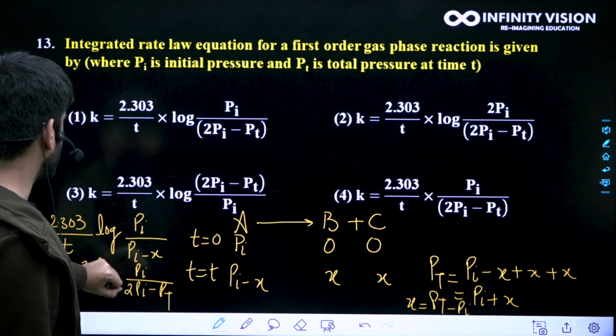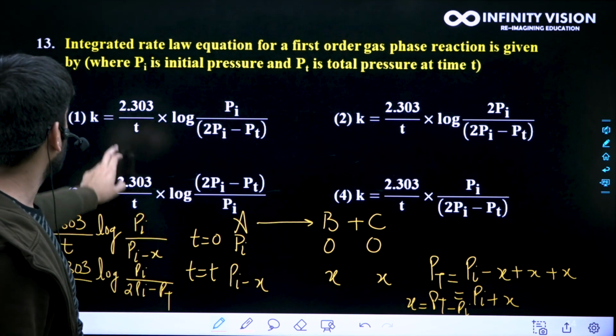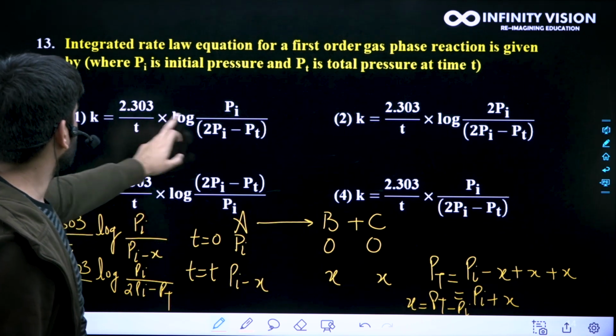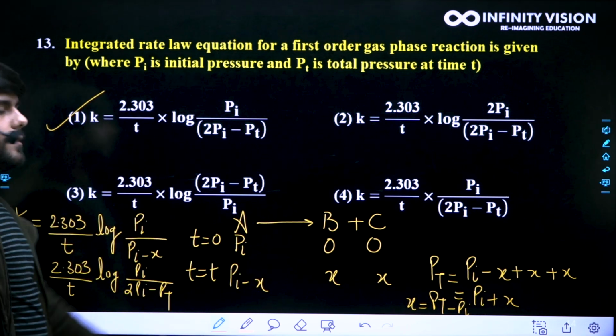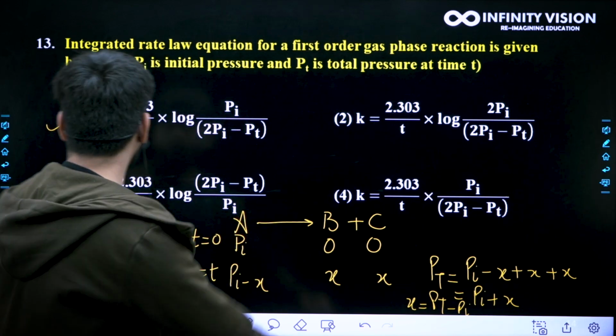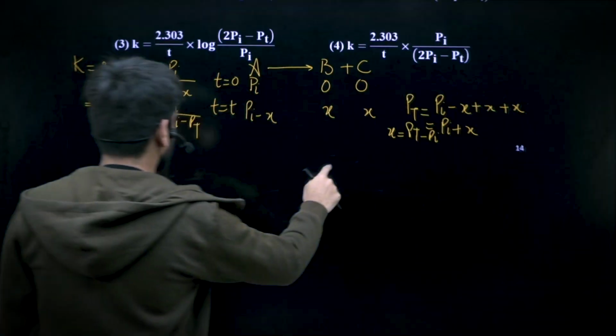So let's see which option matches with this. 2.303 upon t log of 2Pi upon 2Pi minus PT, yes. First is the right answer. I hope this is clear to you. All right, let us move to the next question.